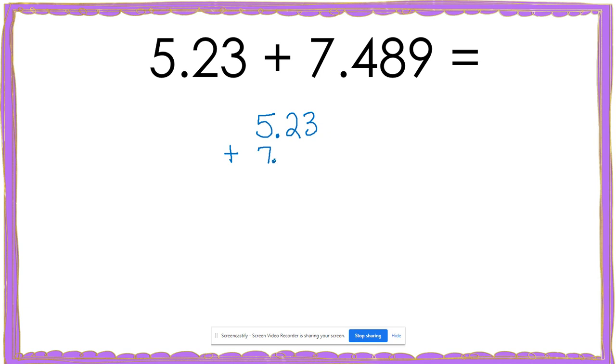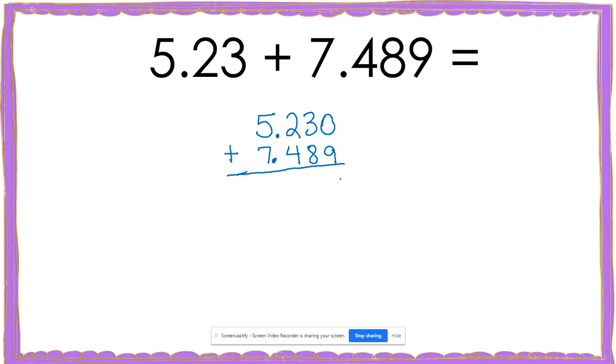So I'm going to write 7 here, and then 4, 8, and 9. Now, when I go to add, I notice that I don't have anything to add to 9. I need to put a 0 as a placeholder here. By putting that 0, I have not changed the value of 5.23 at all. So now I can just add.